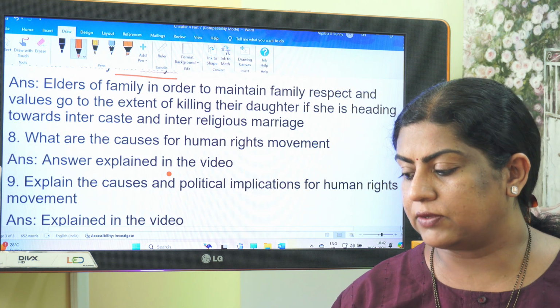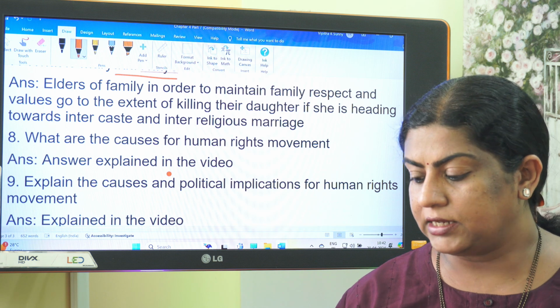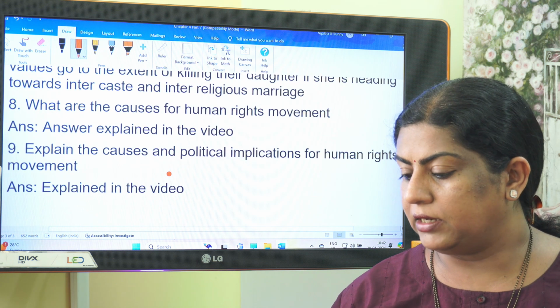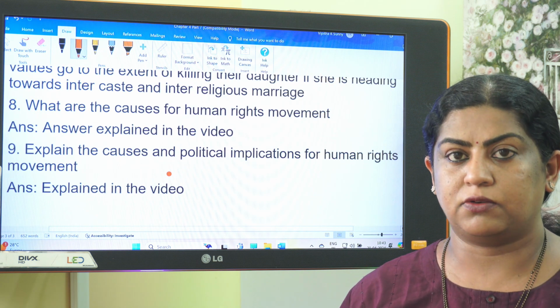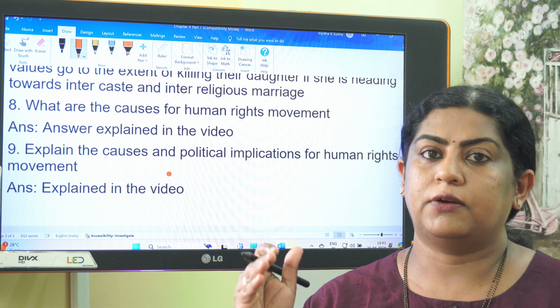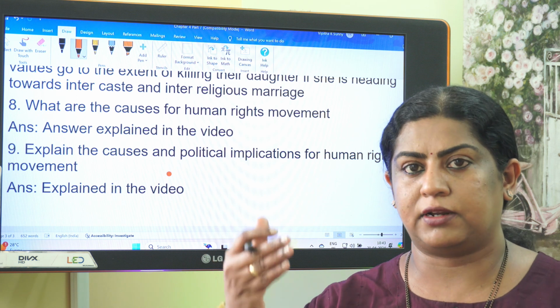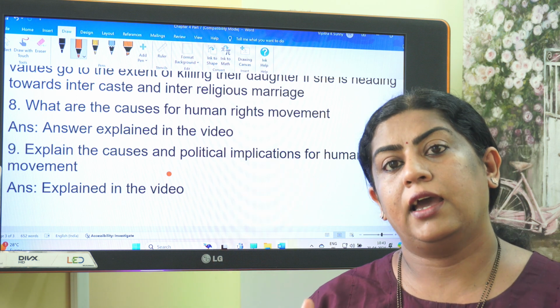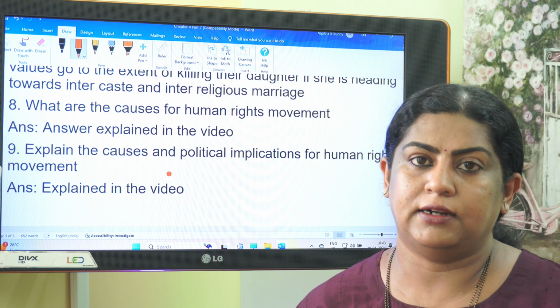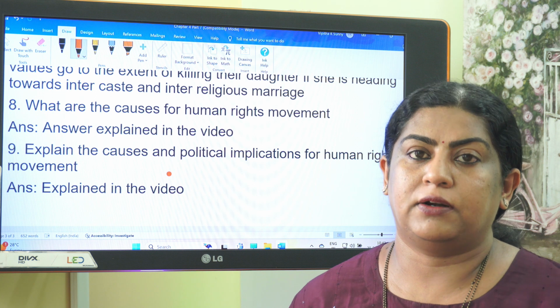What are the causes for human rights movements? All the causes we have explained in the first part. Explain the causes and political implications of the human rights movement. So the answer is in two parts. First you have to write all the causes, then you have to write the political implications like the National Human Rights Commission, State Human Rights Commission, all those points, and then explain the points in detail. So these are the points regarding the human rights movement.